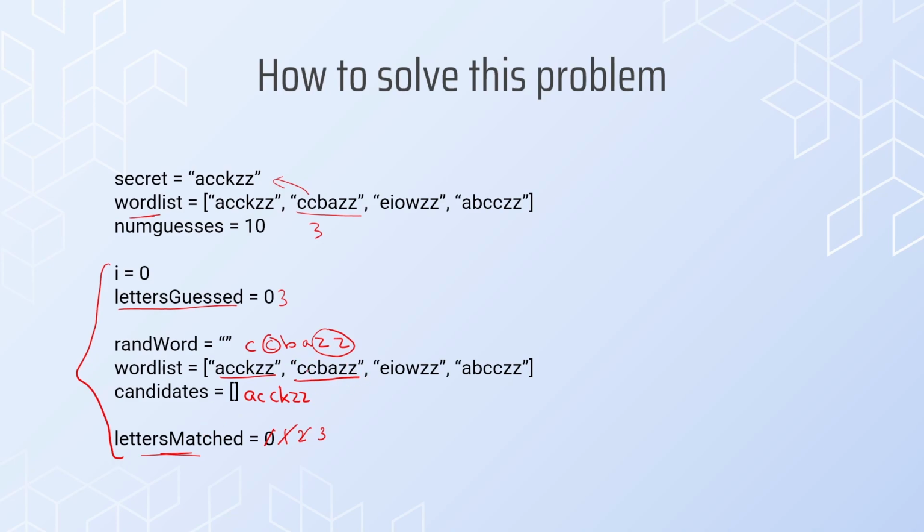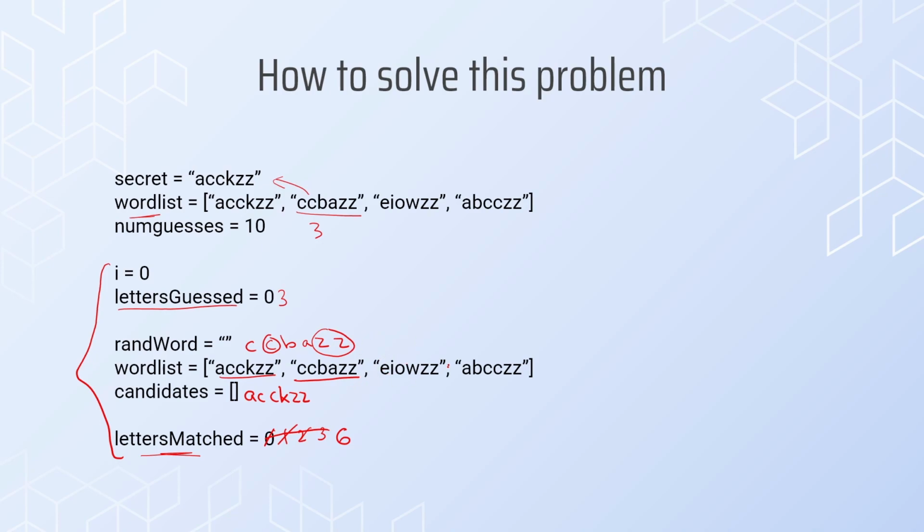Now, I move on to the next word. The next word is the same word that was guessed initially, but we notice that this does not get added into candidates because C is equal to C, B is equal to B, A is equal to A, Z is equal to Z, and Z is equal to Z. This means that all 6 letters matched. So in this case, we're going to have 6 as our value. And then comparing the letters matched with the letters guessed, I notice that the two values are not equal. So this word is not going to get added into candidates.